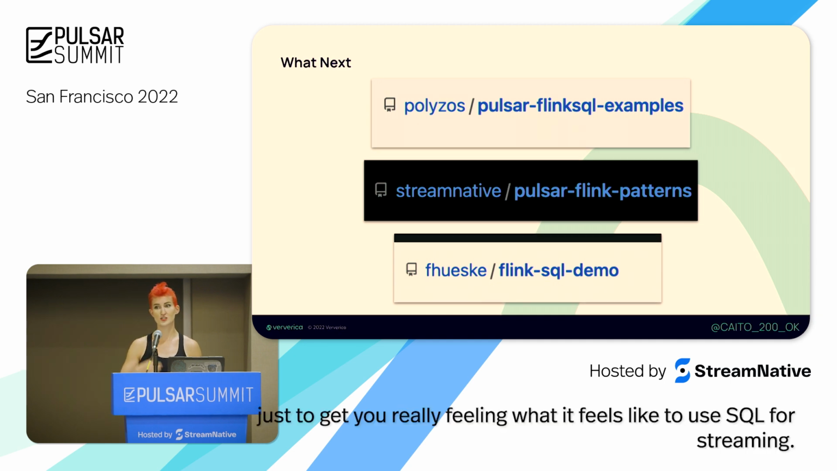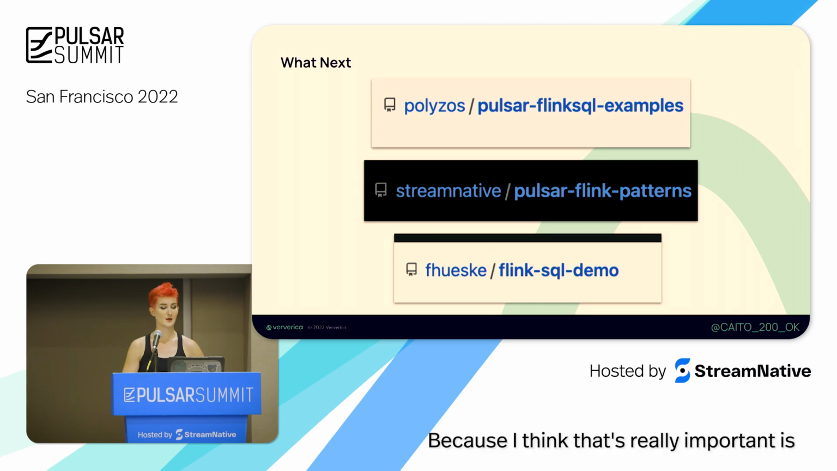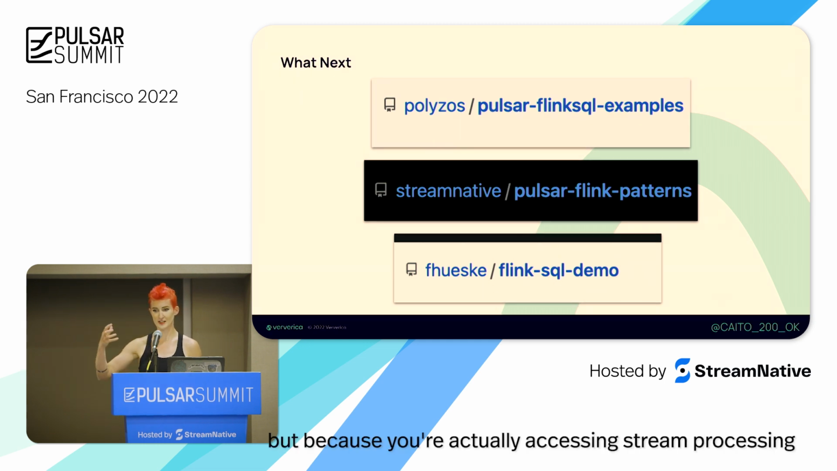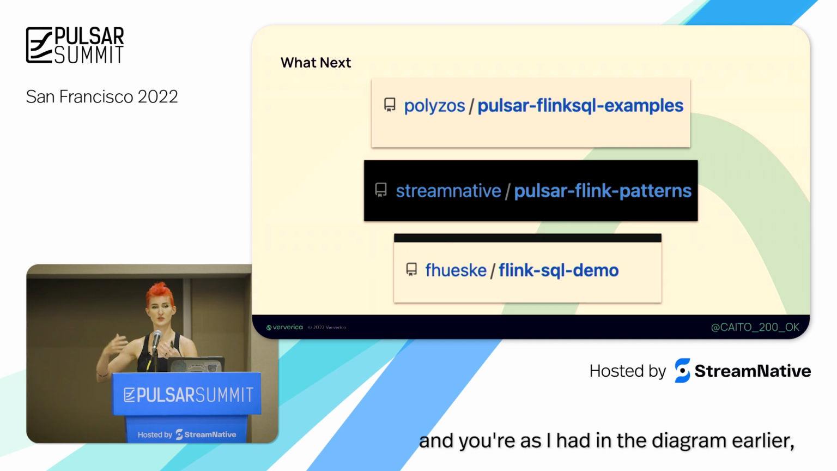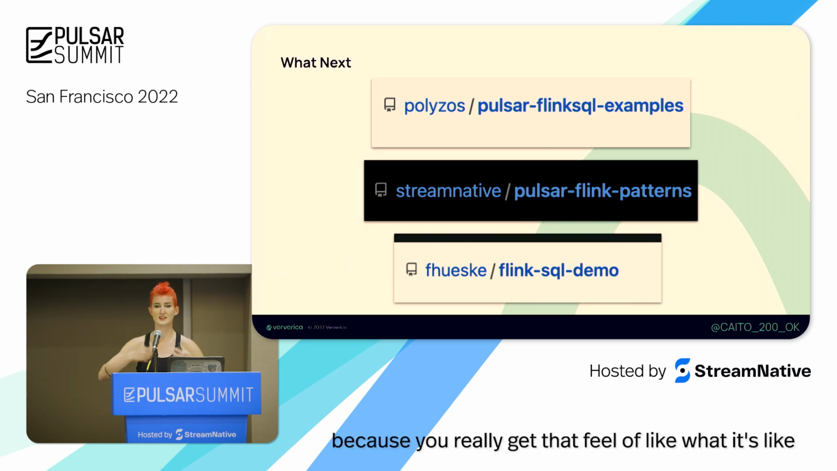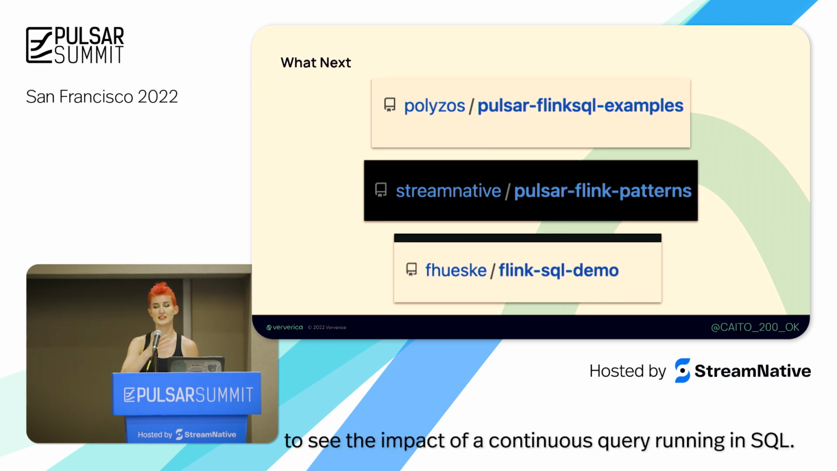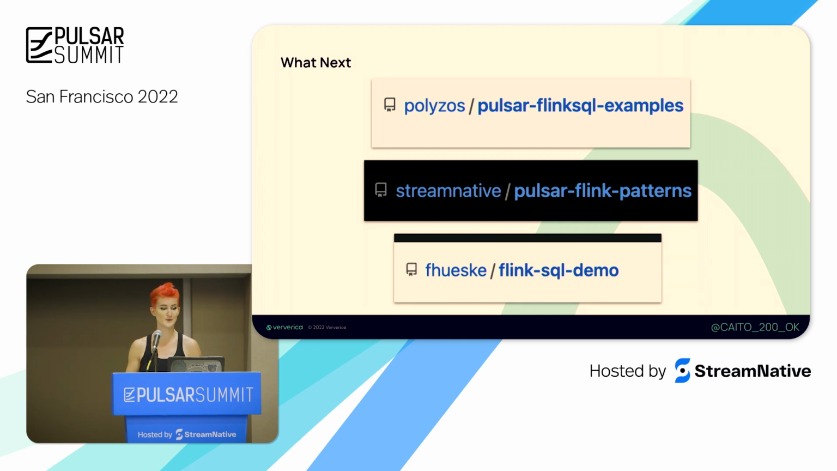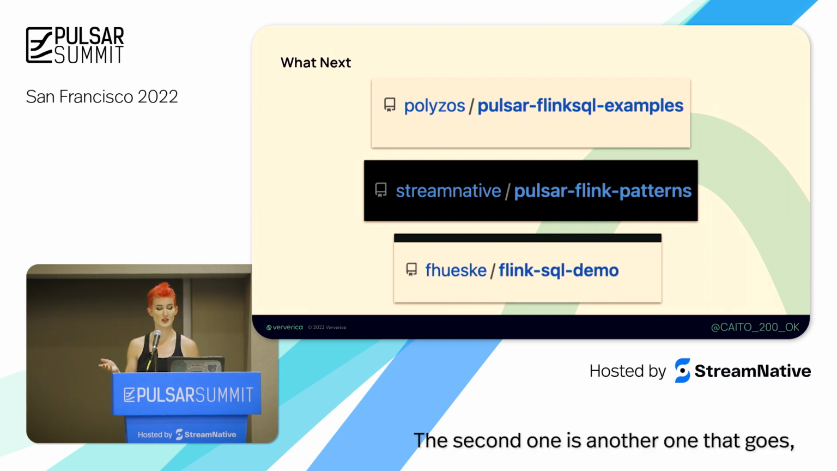It has some really good queries to get you feeling what it's like to use SQL for streaming. I want to emphasize that it'll feel like SQL, which is great, but because you're actually accessing stream processing, as I had in that diagram earlier, you're having those continuous queries. I really appreciated what he wrote here because you get that feel of what it's like to see the impact of a continuous query running in SQL. The second one goes more in depth into Pulsar and regular Flink, and it's super nice and detailed.